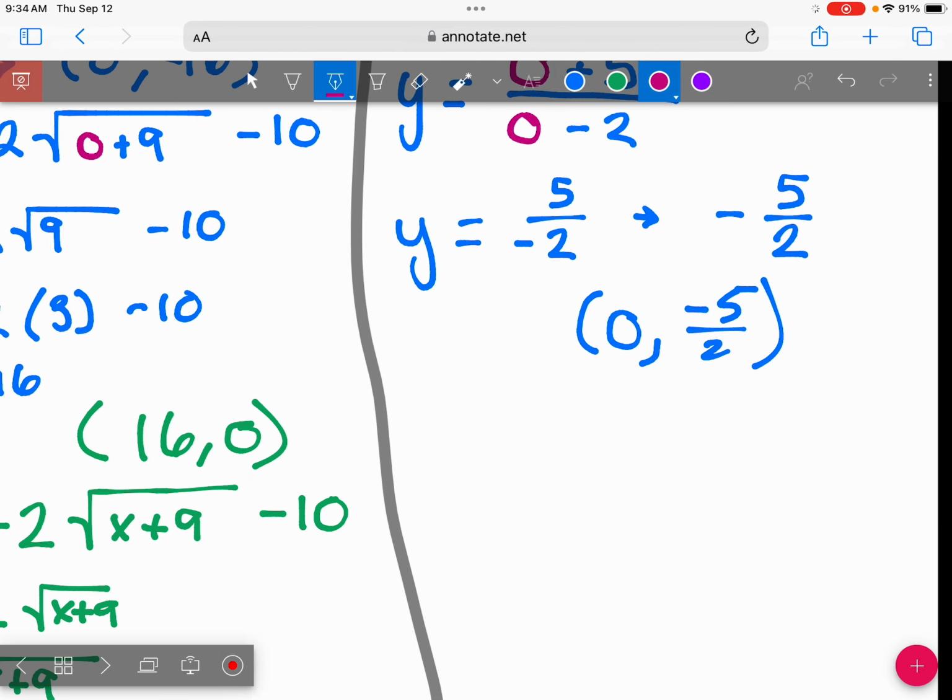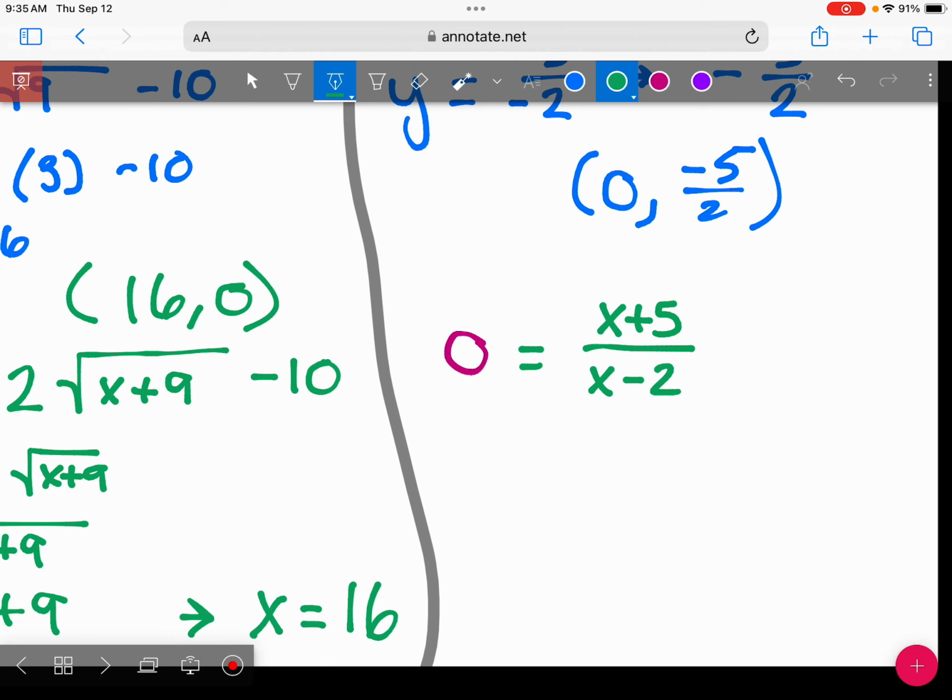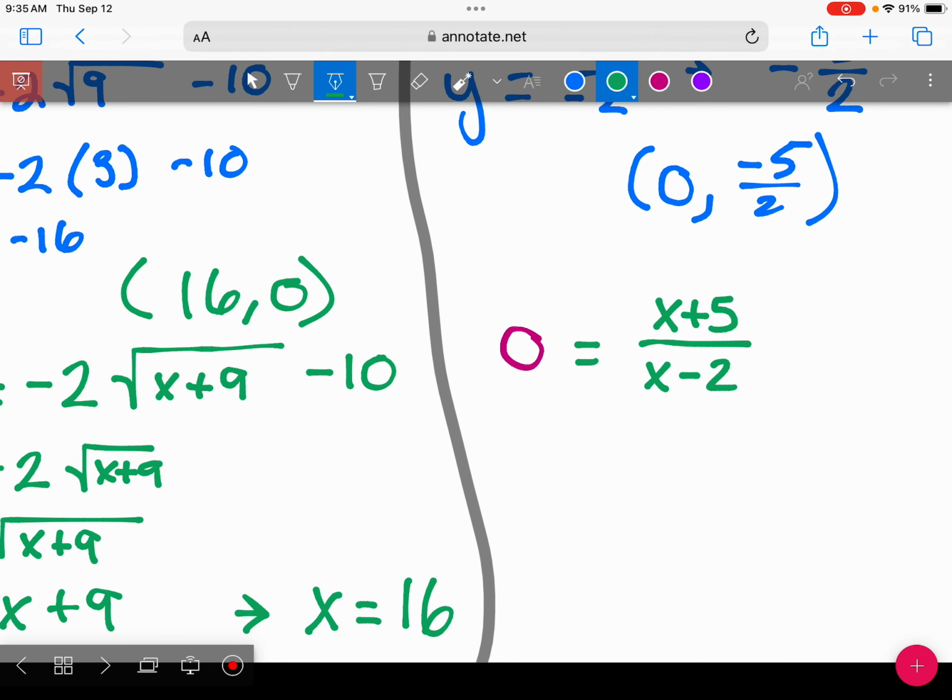Now let's see if we can find our x-intercepts. So we're going to substitute in 0 for y: 0 equals x plus 5 over x minus 2. We've worked with these before. What can we do? You can. Hard mode.